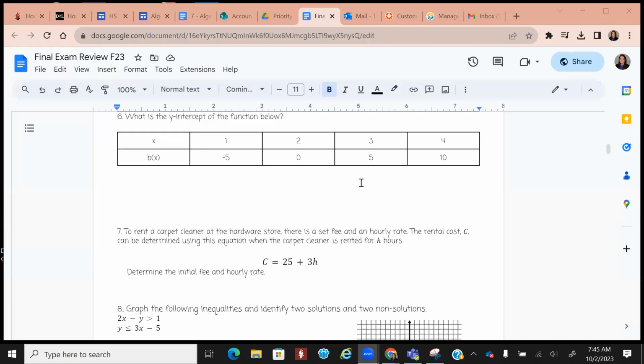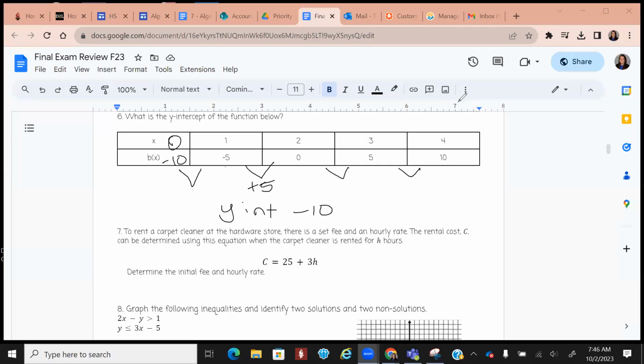Okay, on this one, what is my y-intercept? Okay, so when x is 0, that's my y-intercept, right? But they don't have it listed here. So what's the difference between these numbers? 5. Are we going up by 5? Yeah. Okay. So if I wanted to know when x was 0, what am I going to do from -5? Subtract. What's -5 minus 5? So my y-intercept is -10.